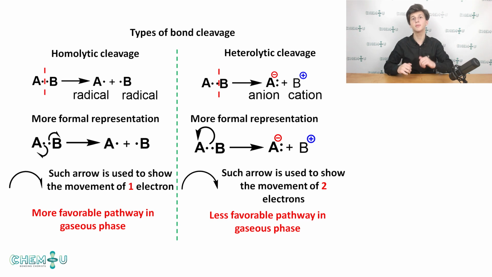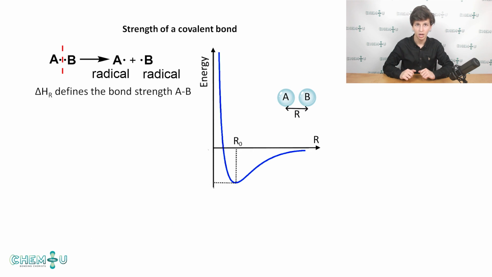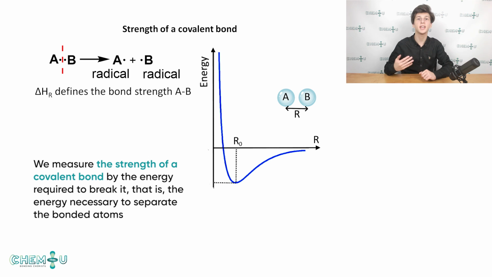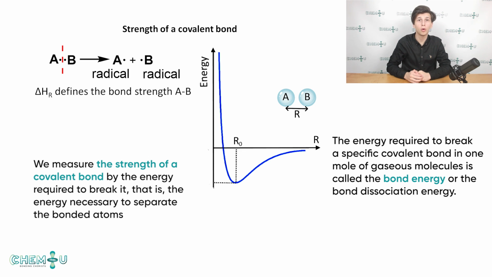I guess now it's time to define the concept of covalent bond strength. We measure the strength of a covalent bond by the energy required to break it. That's the energy necessary to separate the bonded atoms, just as I showed you using the graph with atoms A and B. The stronger the bond is, the greater the energy required to break it is. The energy required to break a specific covalent bond in 1 mole of molecules in gaseous state is called the bond energy or the bond dissociation energy. It is also important to note that in this case we're talking about the homolytic bond cleavage. Remember this definition, because we will use it quite often when dealing with alkanes and their chemical properties.